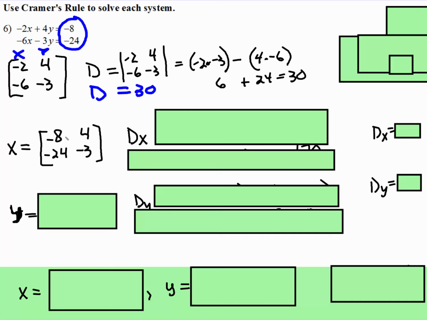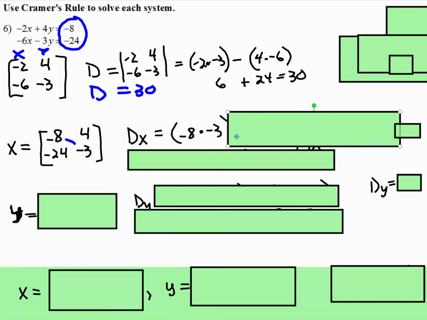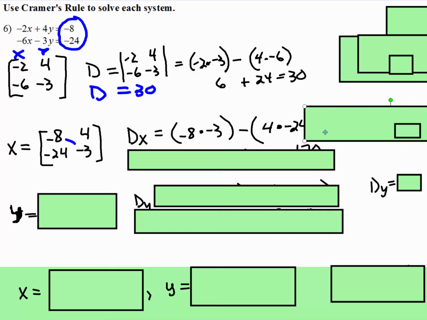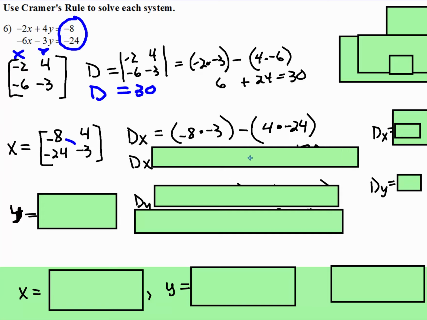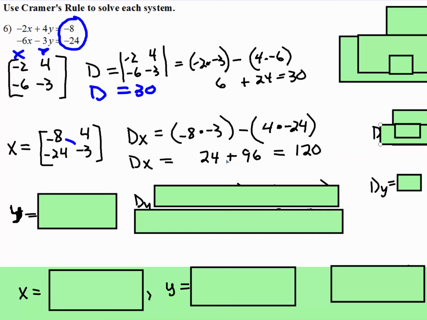And then you're going to find the determinant of that. -8 times -3, which is +24, subtract 4 times -24, which is -96. So 24 subtract a negative is like adding a positive. 24 plus 96 is 120. So that's the determinant of X.